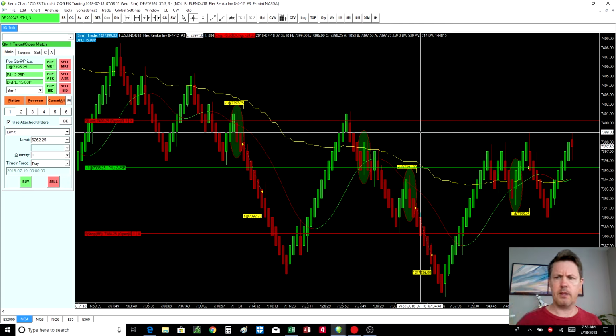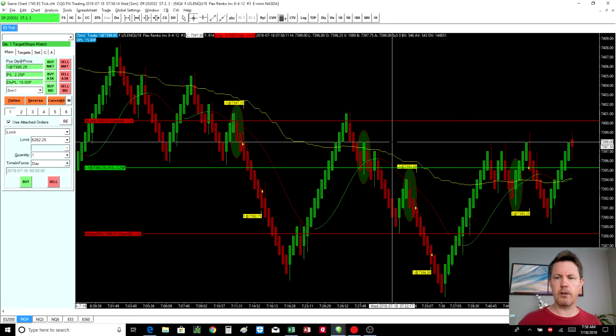But again, there's that temptation to close the trade early. Oh, I'll just close it for 12 ticks. I'll close it for 14. I'll close it for 8 or whatever. And I can't do that.